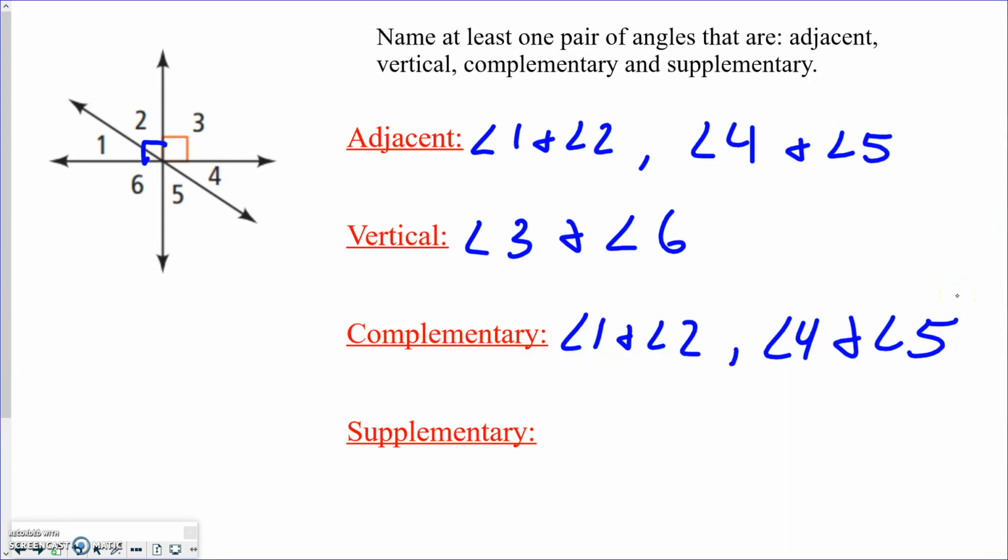Supplementary angles, angles that add up to 180 degrees. Well, I could say that angle 3 and angle 6 are supplementary because they're both 90 and they'll add up to 180. And that's it for pairs. I could say that angle 1, 2, and 6 are supplementary because they sit on a line, but they're not a pair. There's more than two of them.